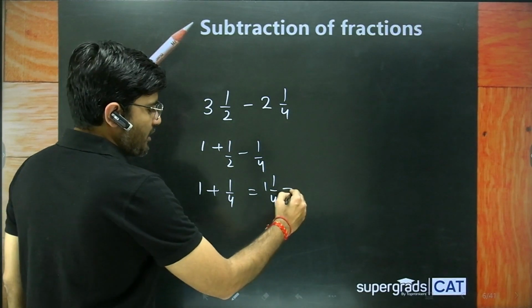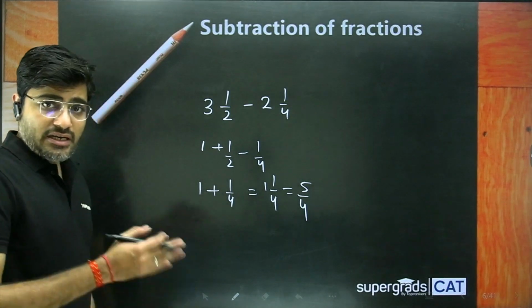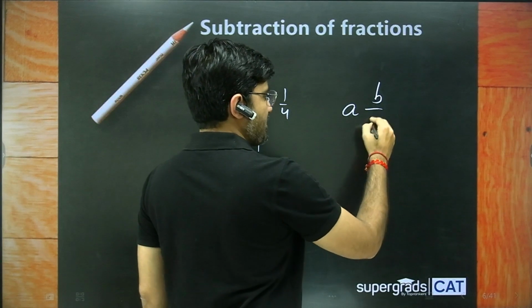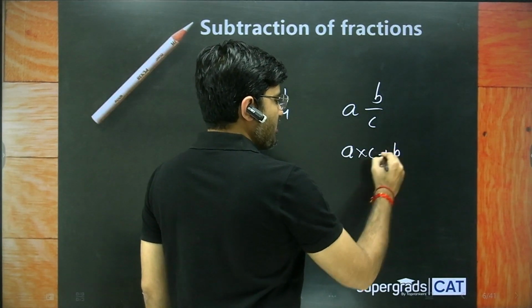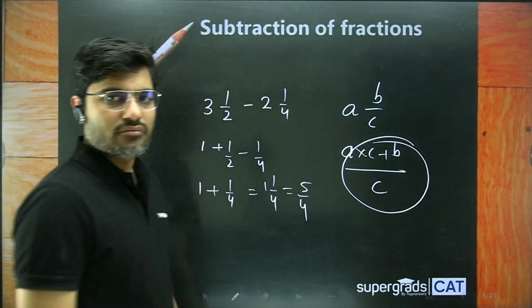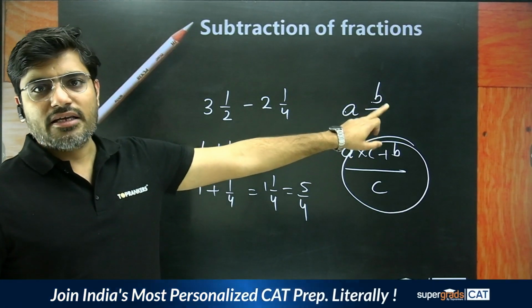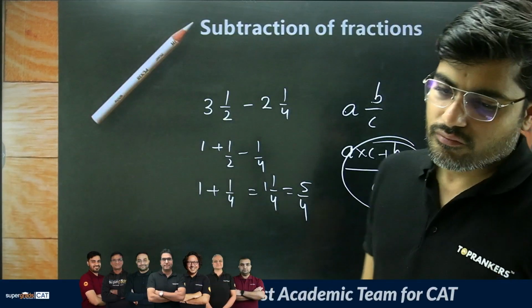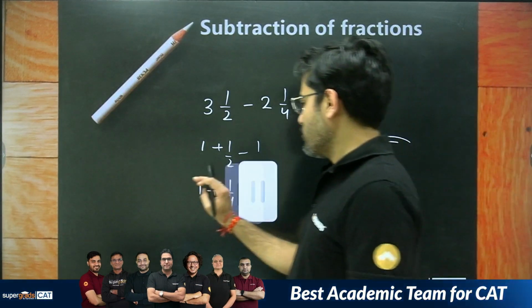Or we can convert it into mixed fraction 5/4. How do we convert it into mixed fraction? Do you know this? Suppose this is A, this is B, and this is C. What we do? A into C plus B upon C. This is the mixed fraction value. C multiplied by A added with B and divided by C. This is the improper fraction. Is that clear?